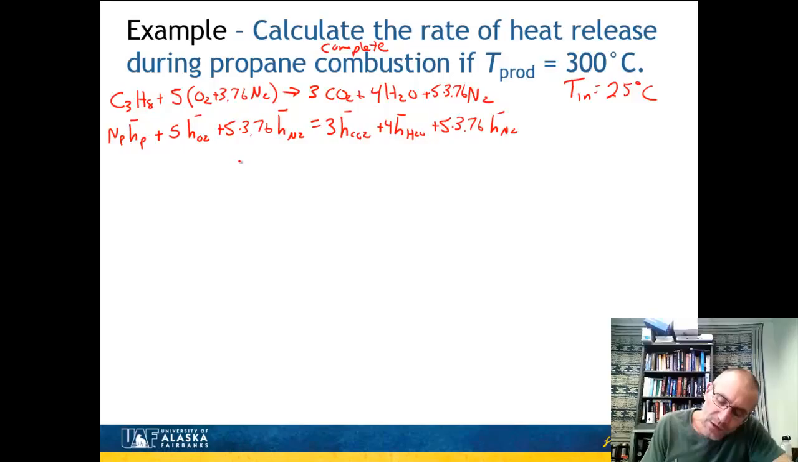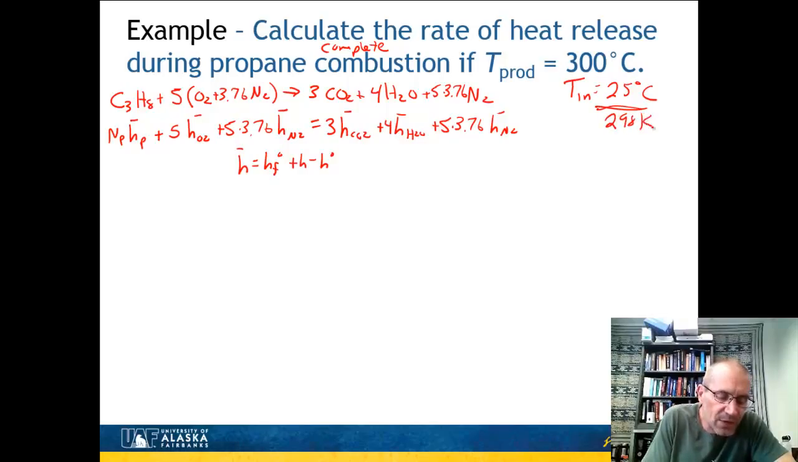Now for each one of these H values, remember this, each one of those H values is going to be HF, enthalpy of formation, plus H minus H0. And I'm going to determine that for each one of these values. Now, I made this problem a little simpler by saying the temperature going in is 25 degrees Celsius, which is 298 Kelvin. And that means that on all the terms on the left-hand side, this value here is going to be the same as that. Which means all I need are the enthalpy of formation values, and the enthalpy of formation of O2 and N2 is 0.